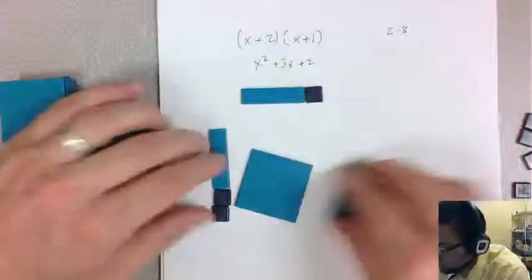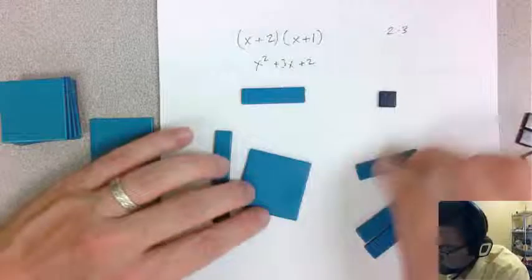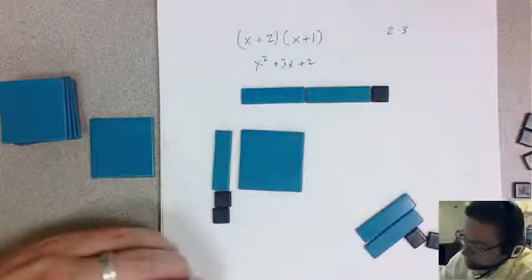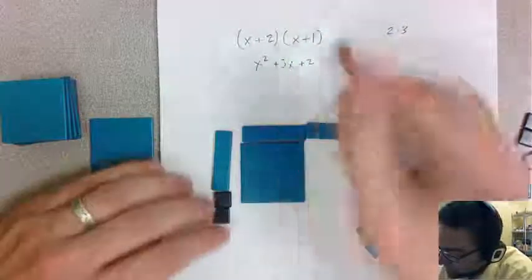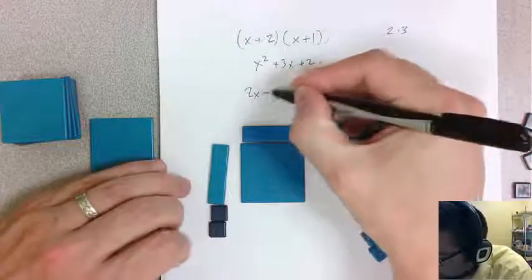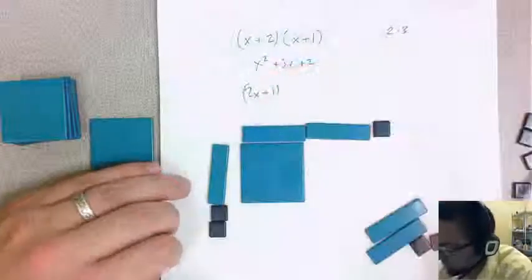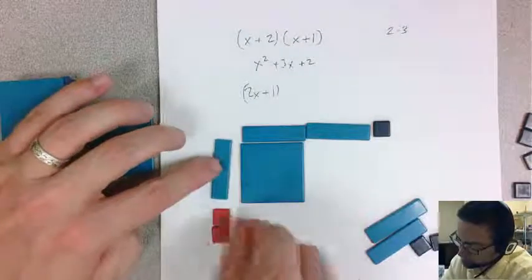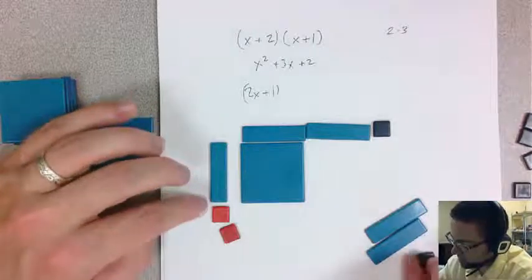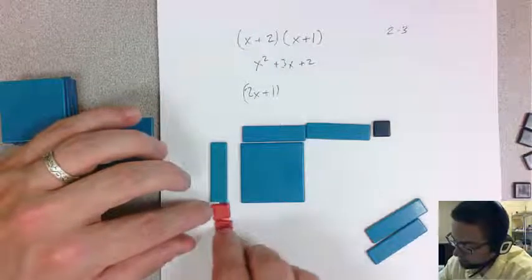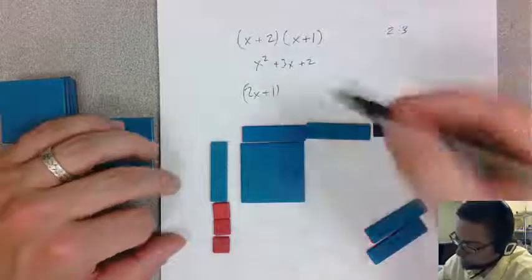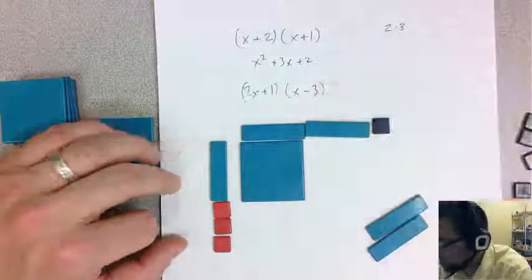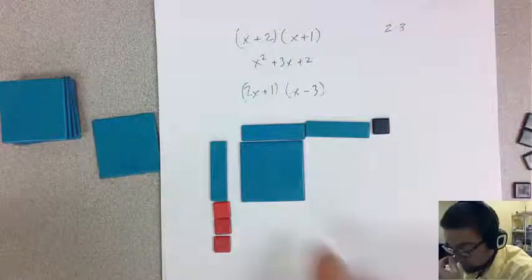Now, if I want to do, for example, this binomial, so this binomial now would be 2x plus 1. And then how about I do x minus 3. So I'm going to multiply 2x plus 1 times x minus 3. So now all I do is multiply each part again.